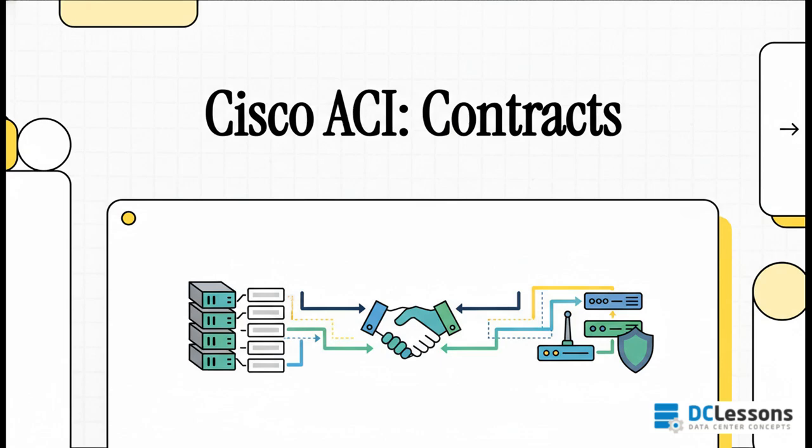Applications are constantly talking to each other. But how do you actually control those conversations to keep everything secure? Well, in Cisco's Application-Centric Infrastructure, or ACI, the answer is an amazing little thing called contracts. And in this explainer, we're going to dive deep and figure out exactly how they work.